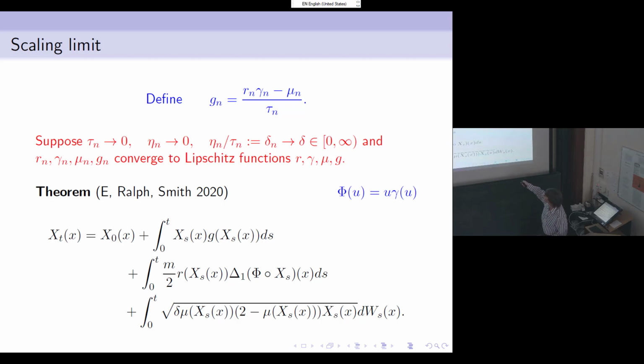So we're going to assume that this quantity, and I've missed out the dependence, but this depends on the local population density all the time, but we're going to suppose that R gamma minus mu divided by tau n converges to some nice function. Okay. What else are we going to assume? So tau n is our intergeneration time, that's going to 0. Eta n is just the mass of an individual. And I don't know if I put that on the last slide.